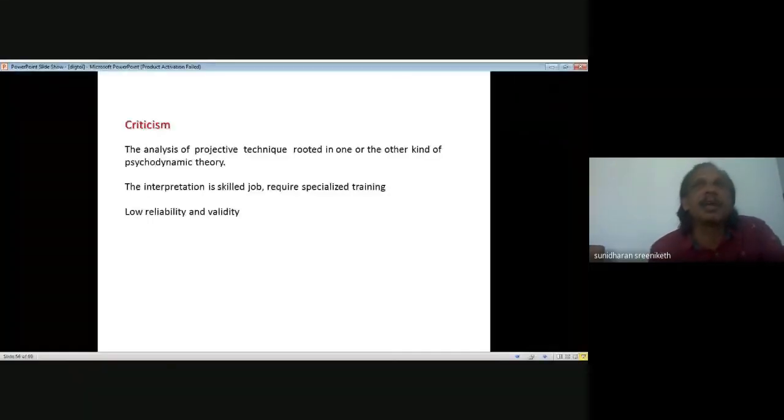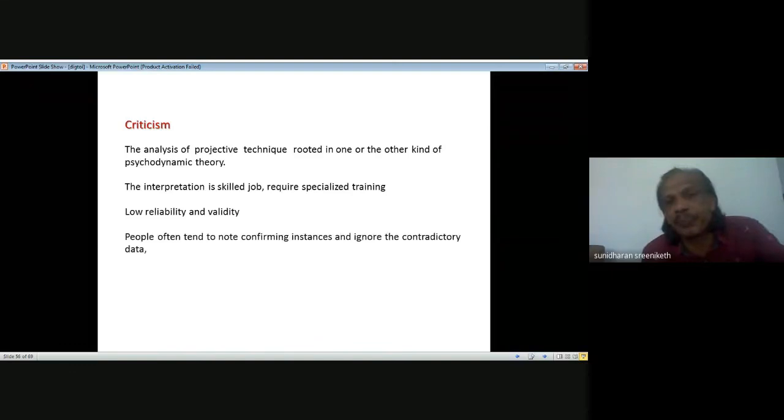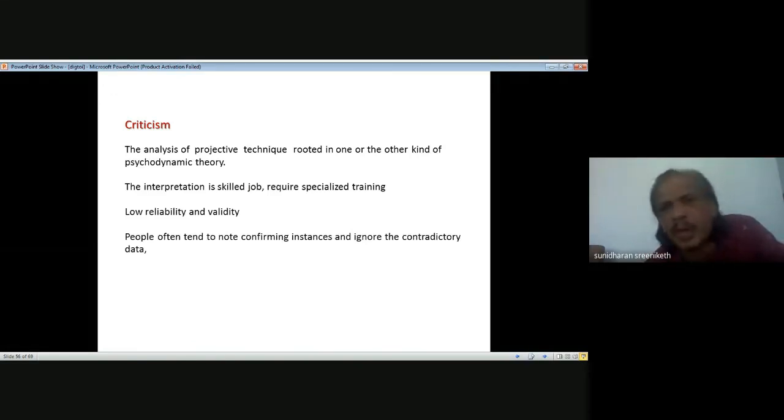And again, the question is how far a personality is being understood, how far the real personality characteristics of a person are being understood by this test. That is a matter of validity. So all these projective tests have low reliability and validity, and that is another limitation, another criticism of these tests. And the fourth one is, people often tend to not confirm the instance and ignore the contradictory data.